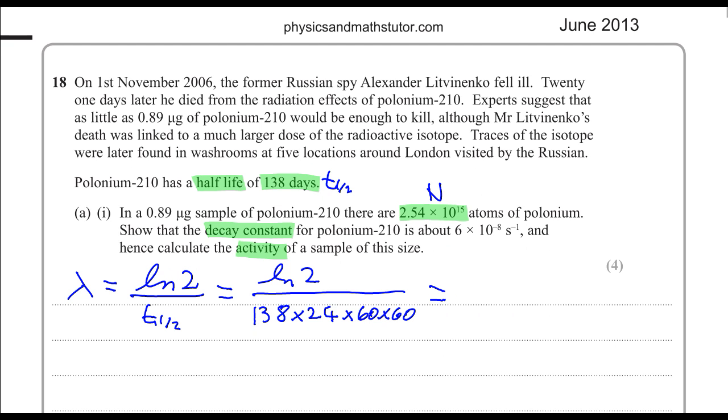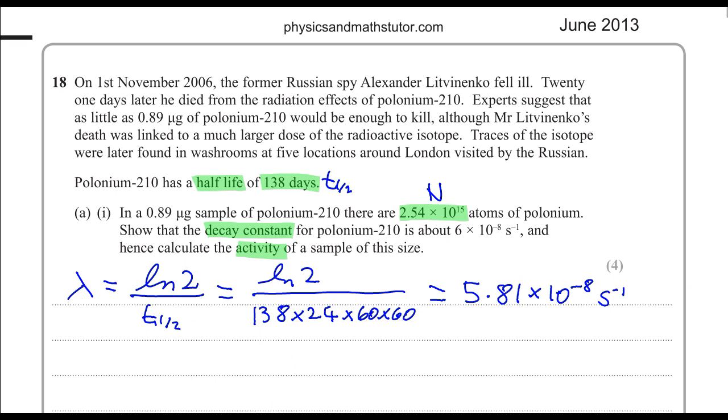This will give us the decay constant, which is 5.81 times 10 to the minus 8 per second, and the units will be, there are no units for the ln, and these are in seconds, so the decay constant has a unit of seconds to the minus 1.